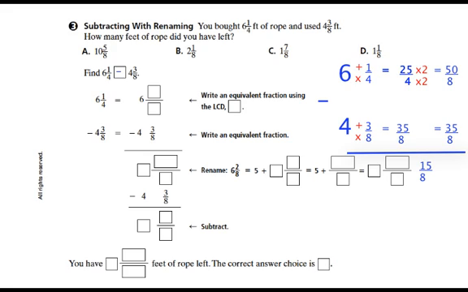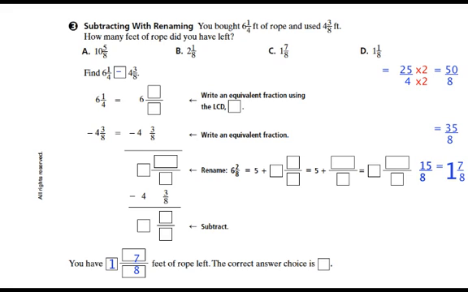That needs to then be rewritten as a mixed number. 8 goes into 15 one time with 7 left over. So our mixed number is 1 7/8. You have 1 7/8 feet of rope left. So the correct answer choice is C.